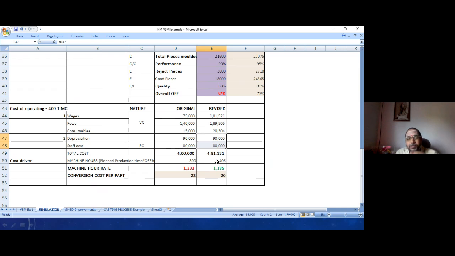The fixed cost would be spread over a greater number of hours, a greater number of units produced as a result of greater availability, right? Now my machine hour rate, instead of 1,333, has reduced to 1,185. And what would be the impact on cost per part? You find almost 10% reduction in the cost, right? So the key is, this is only one aspect, which is greater utilization, less rejection, and therefore fall in conversion cost.